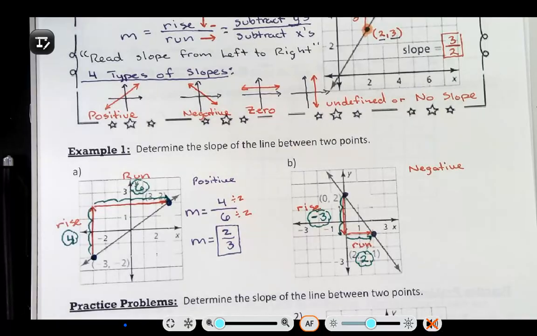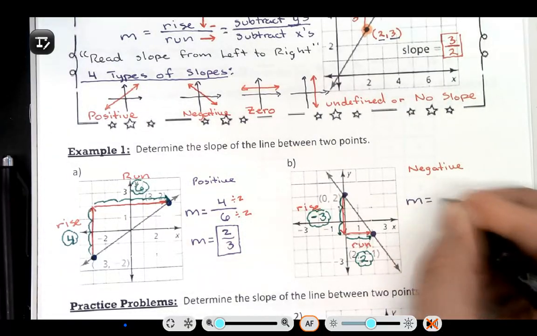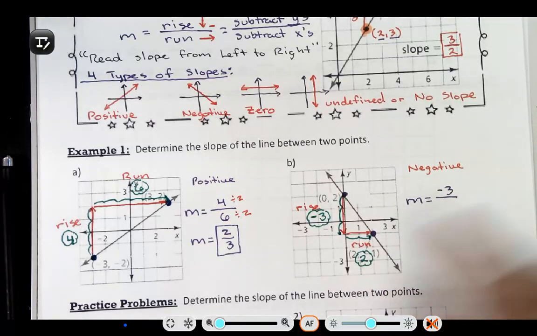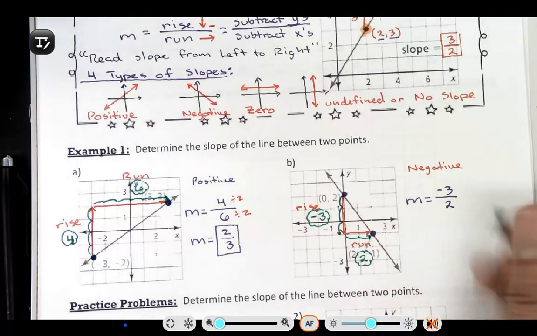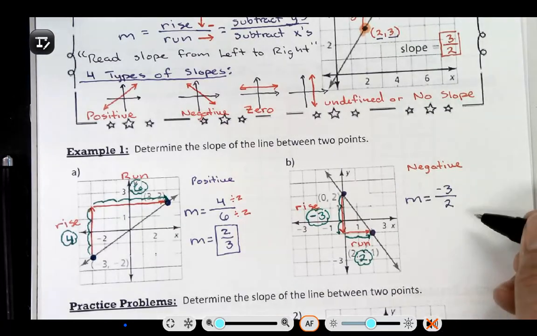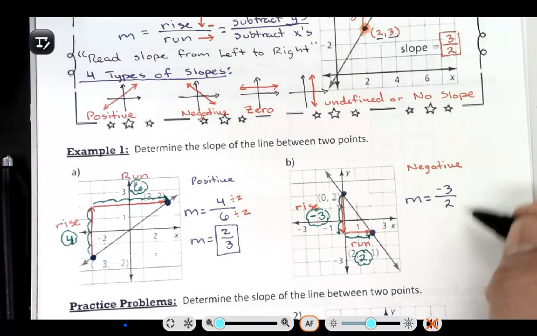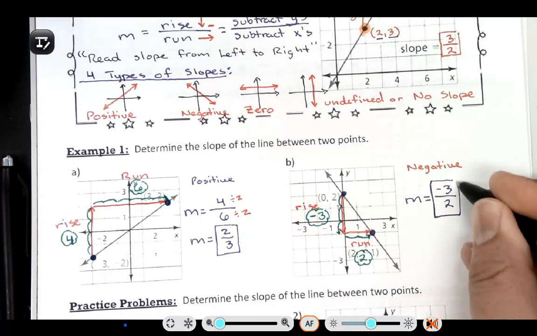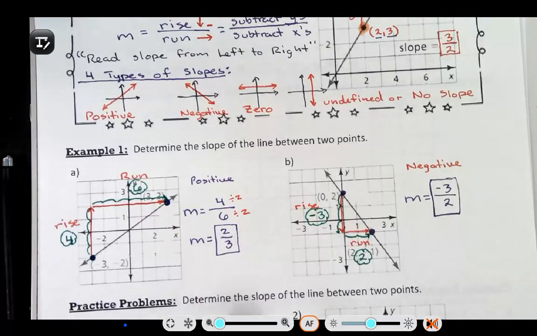Well, then I'm ready. My slope, its rise, well, that's a -3, over the run, which is a 2. And again, the question is, well, can you reduce a 3 and a 2? The answer is no. We don't need to turn it into 1.5. We want one fraction only here. And that's our answer. So if it can't be reduced like we did here, then we just leave it alone.